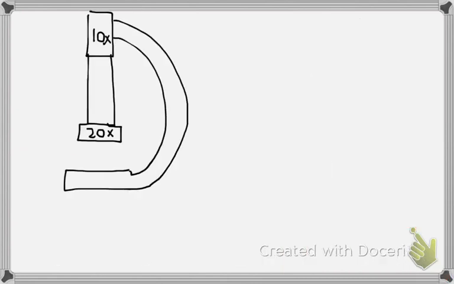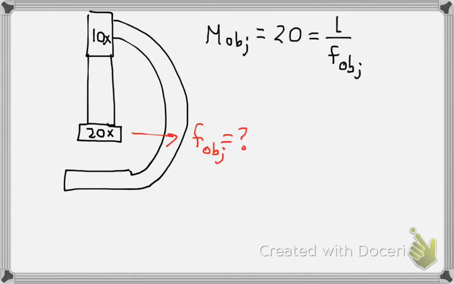So in a regular microscope that you might find in a lab, the eyepiece magnification would be labeled as, for example, 10x. The objective magnification would also be labeled. Let's say that it says 20x, and based on that information we could find the focal length of the objective, the focal length of the eyepiece, and the overall magnification of the microscope. So let's start with the first question. What's the focal length of the objective?